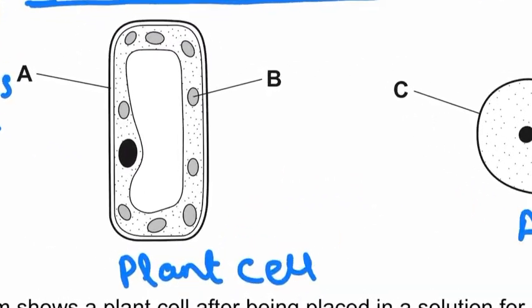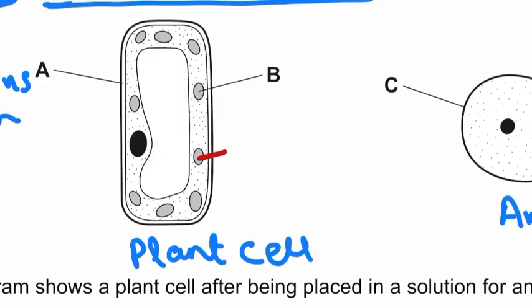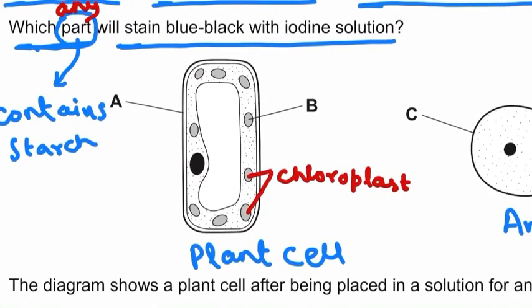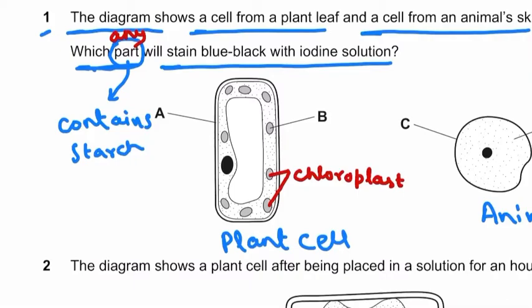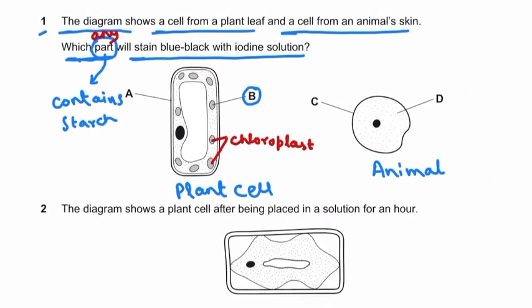So you should know that chloroplasts are the site of photosynthesis, and in photosynthesis carbohydrates are being produced such as glucose. So these glucose molecules or carbohydrate molecules or sugar molecules, they are converted to starch and stored. So you will always find starch in chloroplasts. So answer is B. Why is B the answer? Because B is the chloroplast and chloroplasts contain starch, and starch stains blue black with iodine solution.